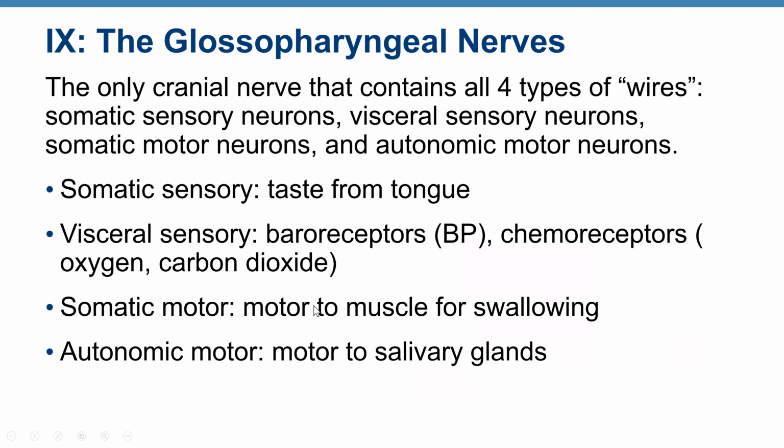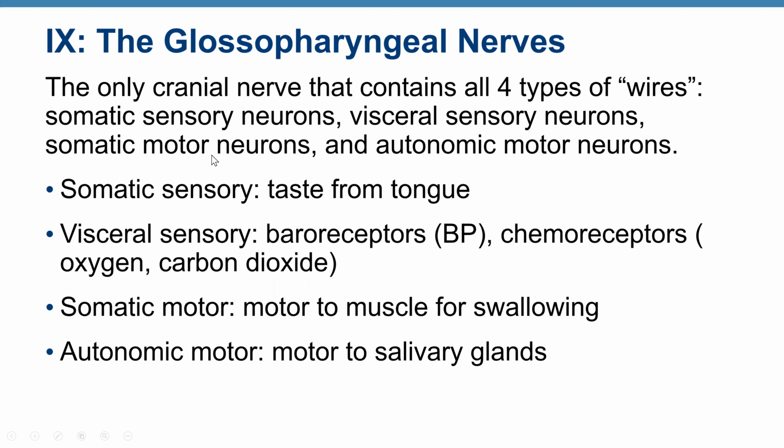9, glossopharyngeal nerve, the only cranial nerve that contains all 4 types of fibers. Somatic sensory neurons, so sensory information that reaches your consciousness, that you will understand from your skin, from your muscles. Visceral sensory neurons from your internal organs, in this situation from baroreceptors and chemoreceptors. So that's visceral sensory information about your blood pressure and the oxygen and carbon dioxide level in your blood, right? Special sensory is taste from your tongue.